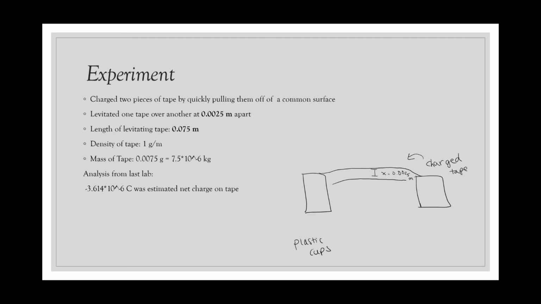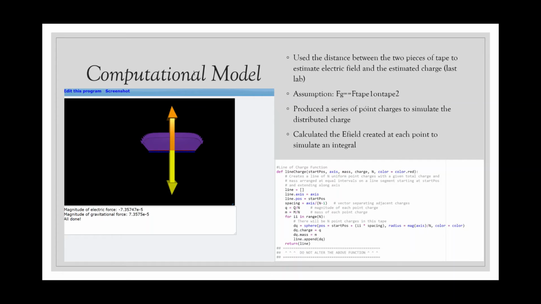This is the data from the last experiment and our overall estimation of charge, which we will use again as the total charge distributed across the surface. This is an image of the experiment and the tape levitating about 2.5 centimeters apart. We use this data in a GlowScript model to break the electric field down into very small pieces as seen by the small purple arrows in the image. The net gravitational and electric forces are shown with yellow and orange arrows opposing each other. This method allowed us to more accurately calculate the electric field that was creating a force and levitating the tape.